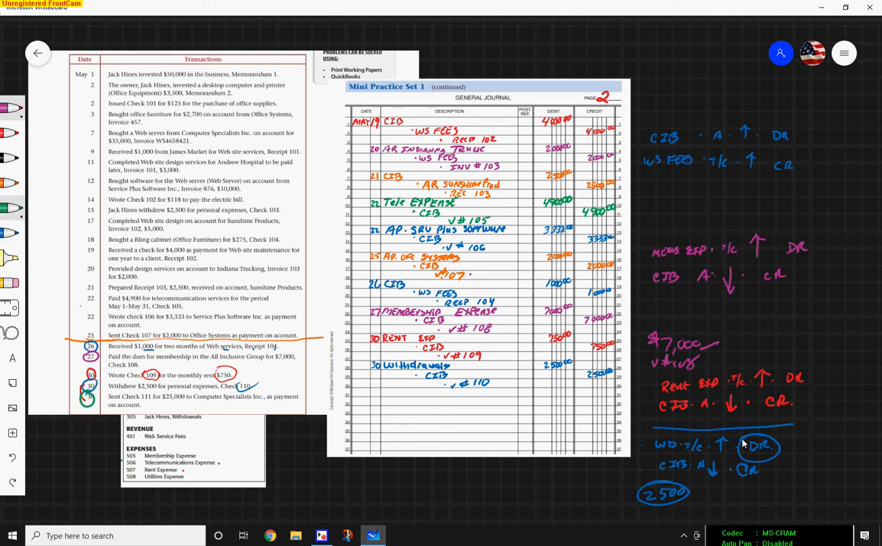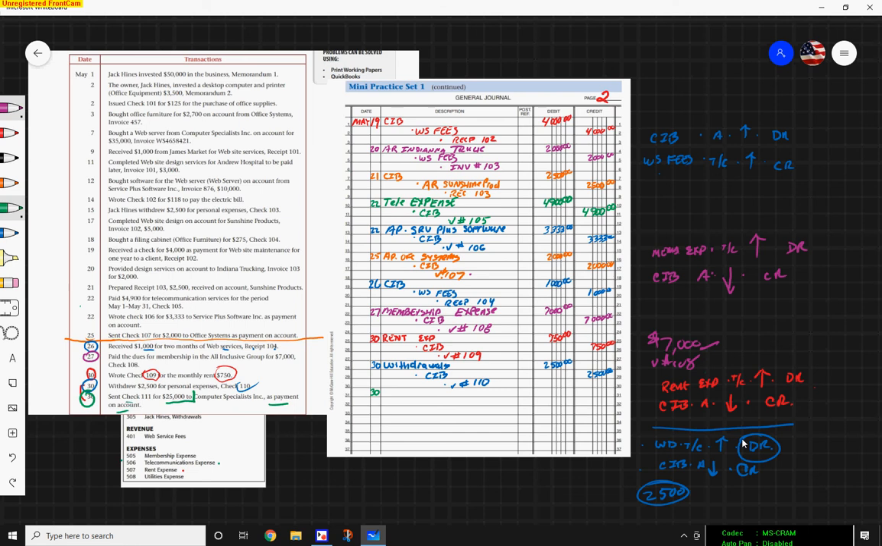Last transaction, last but not least, let's make it green. It happens on the same day, so it's the 30th. Busy writing checks in the afternoon. Sitting back, writing checks. That's what this guy's doing. All right, sent check number 111 for 25 grand. Yikes. As payment on account.